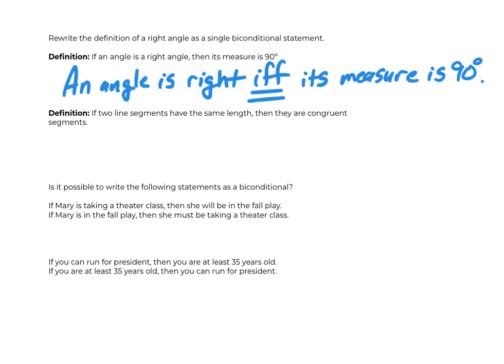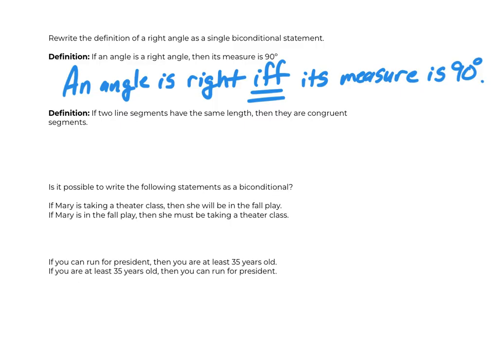Okay, here's another one. If 2 line segments have the same length, then they are congruent segments. Okay, so if I said, here's 2 segments, this one has a length of 3 and this one has a length of 3, then are they congruent? Yeah, because what's it mean to be congruent? The same. Okay, they have the same length. If I tell you that these 2 segments are congruent, then do they have the same length? Does it work both ways? Yeah.